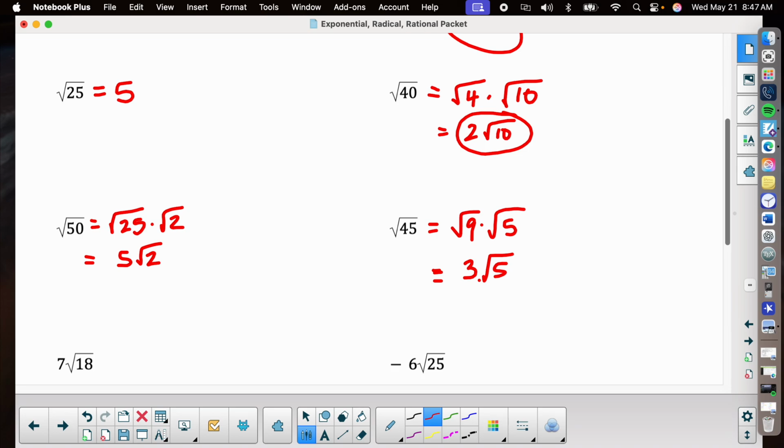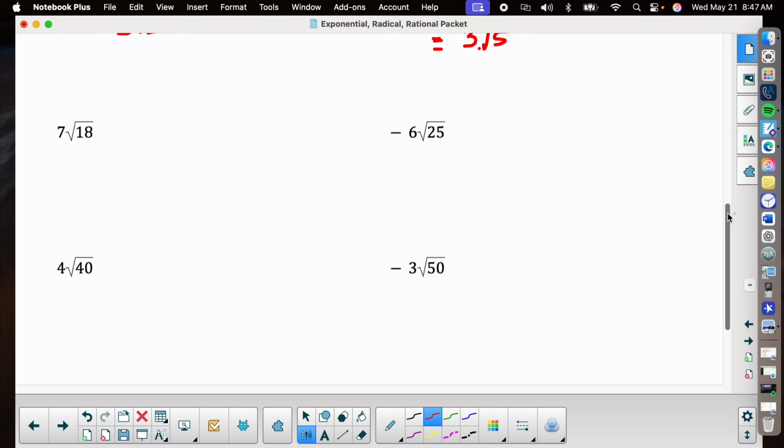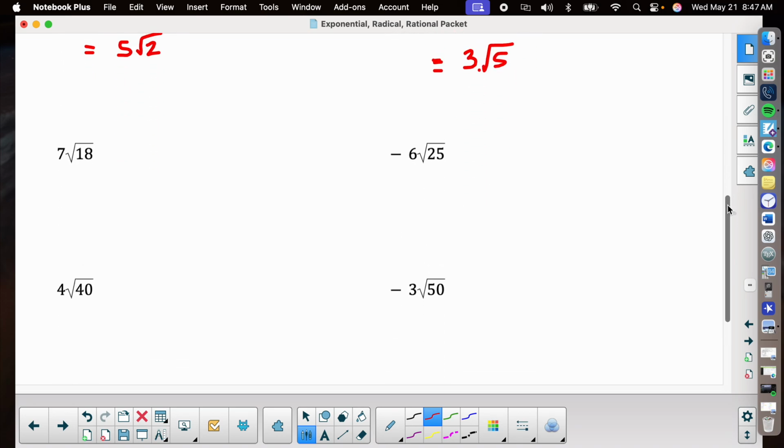Okay, honestly, that's pretty much all the harder of those problems get. Where some people start getting a little bit confused is if there is a number in the front already. Now these are actually going to work the same. So 7 root 18, I'm going to rewrite the 7, and then I'm going to focus on the square root of 18 and try to break that apart.